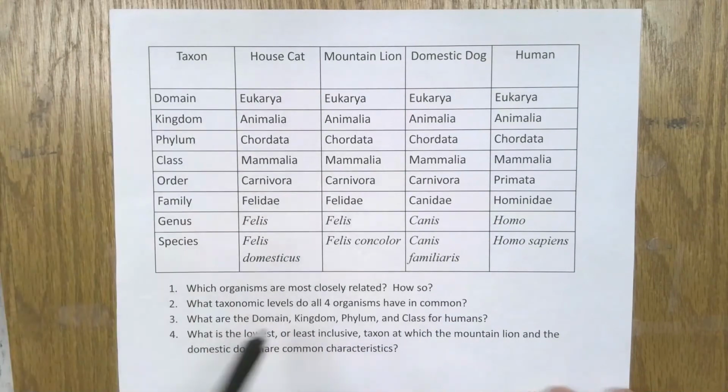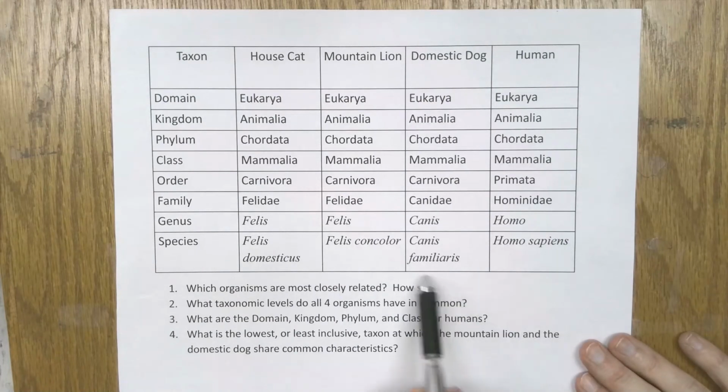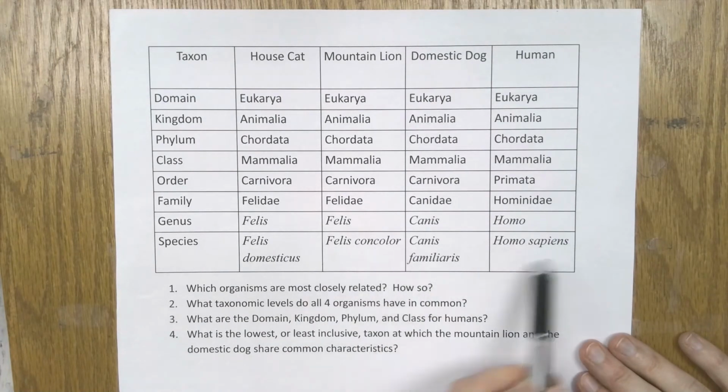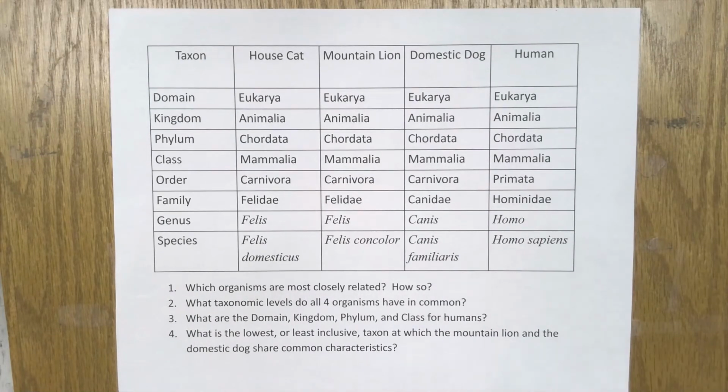One other thing I was going to say is that your different examples of specific epithets here can apply to other genera. So in theory you could have a Felis sapiens, or a Felis familiaris, or a Canis concolor, or a Canis sapiens. Because those are adjectives, they can be used for other genera as well.